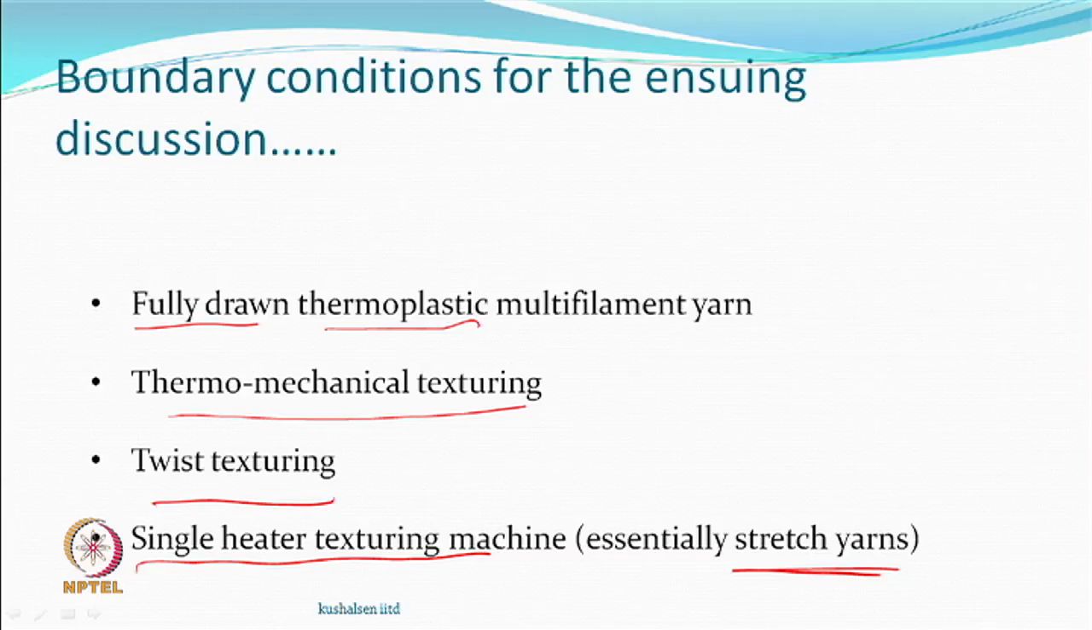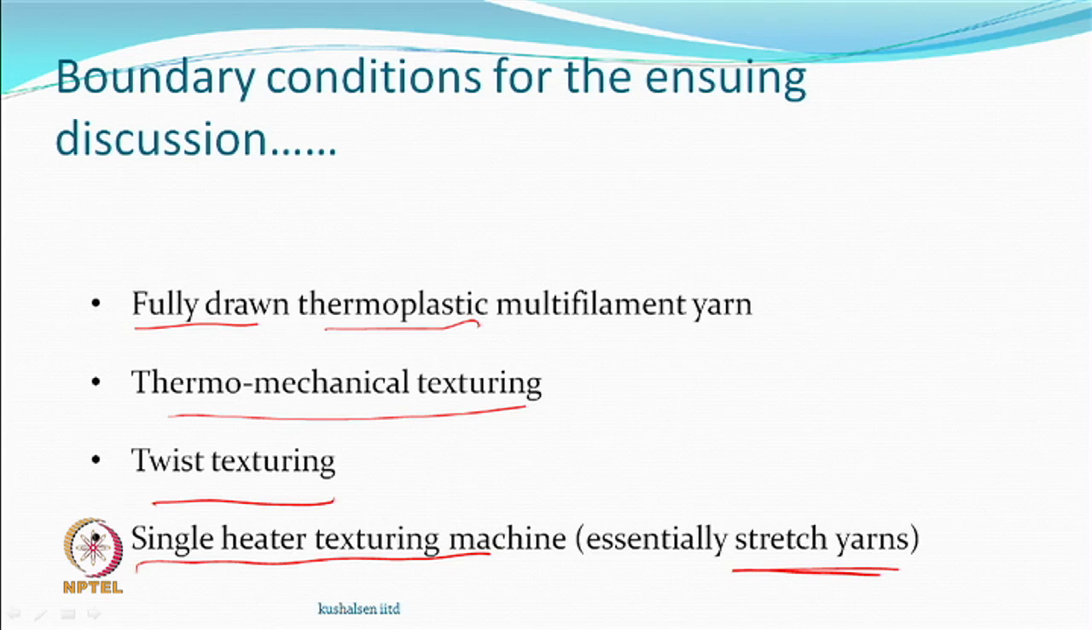So, fully drawn thermoplastic fibers, because we know thermoplastic multifilament yarn need not be fully drawn. We are talking about thermomechanical texturing because we can theoretically talk about thermochemical texturing also. We are talking about twist texturing, otherwise we could have said we are talking about turbo duo or edge crimping. No, we are only talking about this, and a single heater machine at the moment, false twist texturing.